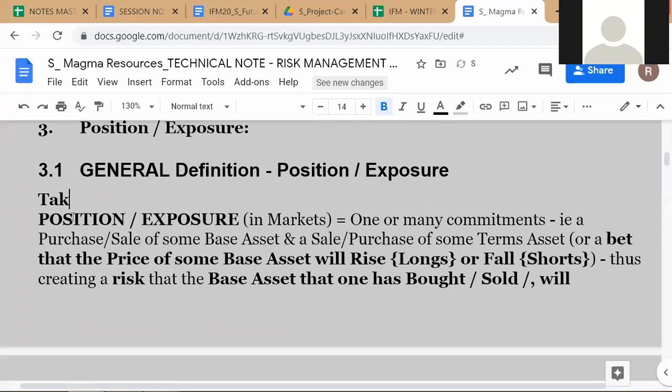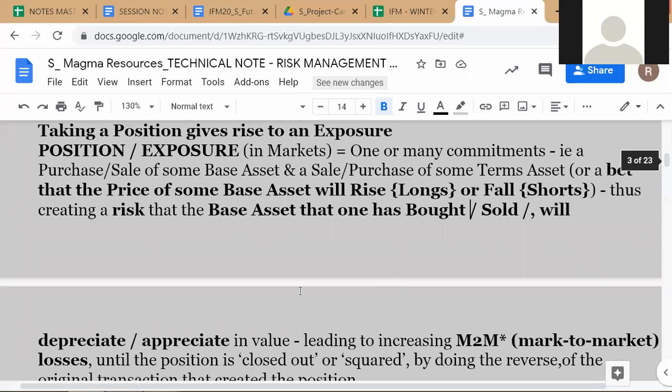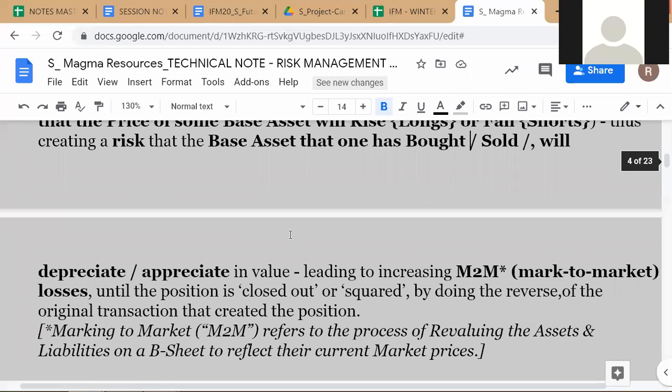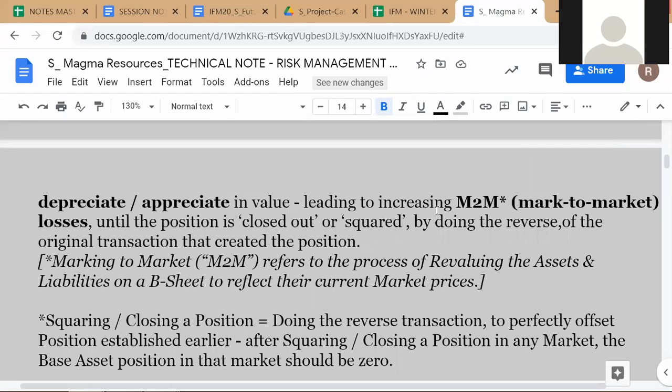Let's put it this way, there'd be better use of the language. Taking a position gives rise to an exposure. Okay, and what an exposure means, in technical terms, is that because of the fluctuations of the price of that asset, the price of the base asset, the value of your position can depreciate or appreciate. Therefore, it leads to mark-to-market losses or mark-to-market gains.